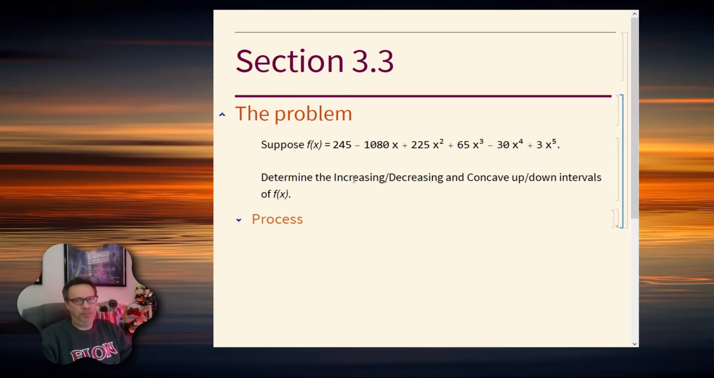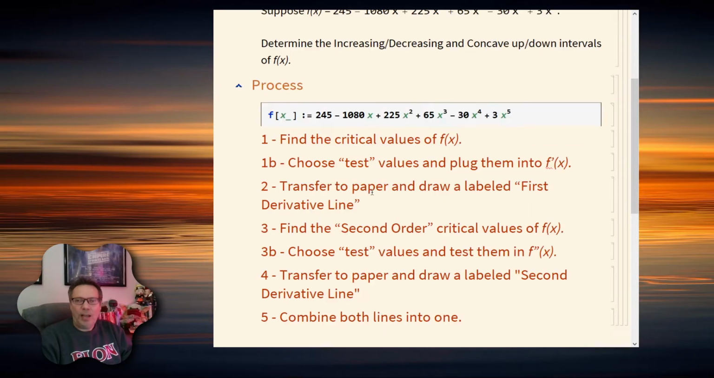So here's the process. I've got a whole bunch of steps here. The first thing I want to do is find the critical values. I'm going to choose test values, and I'm going to transfer this to a piece of paper to keep track of things. And I'm going to do the same process for the second derivative, the second order critical values.